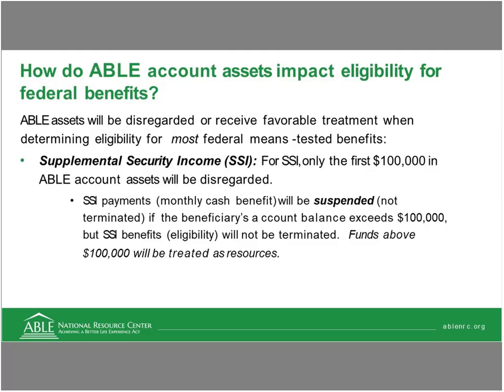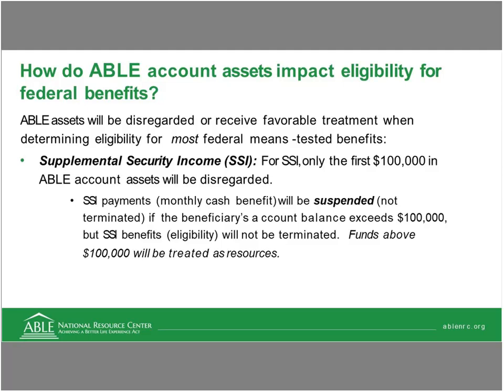They will have to make a decision as to whether or not they want to make sure that the account remains below $100,000, whether that means purchasing a qualified disability expense or closing down the account to additional contributions, or if they would like to have their cash benefit temporarily suspended and try to make up for that with the funds in their ABLE account.